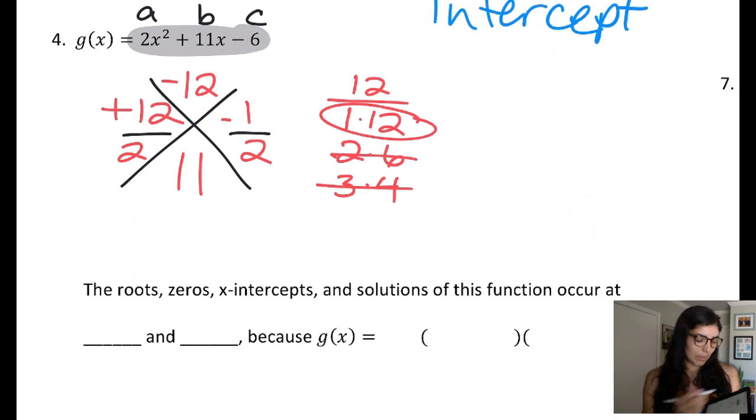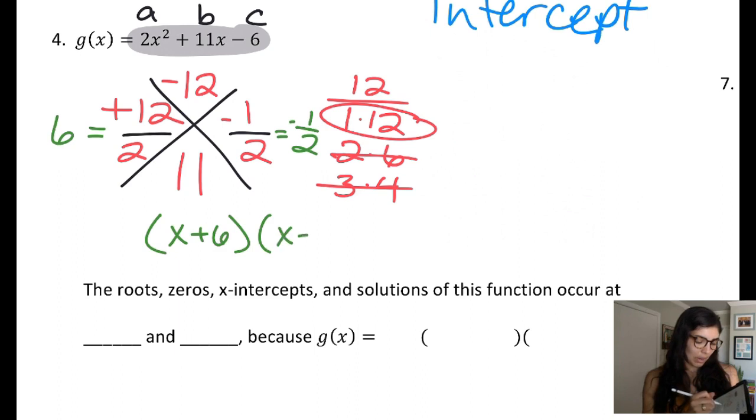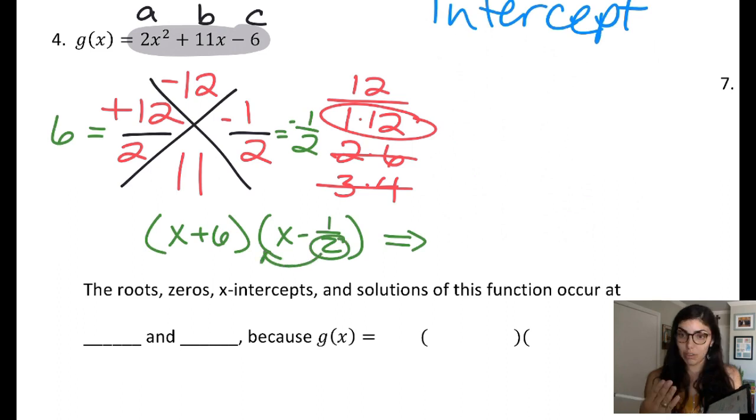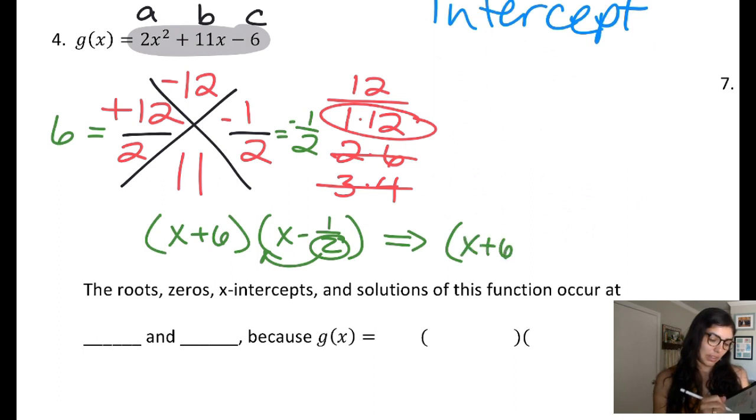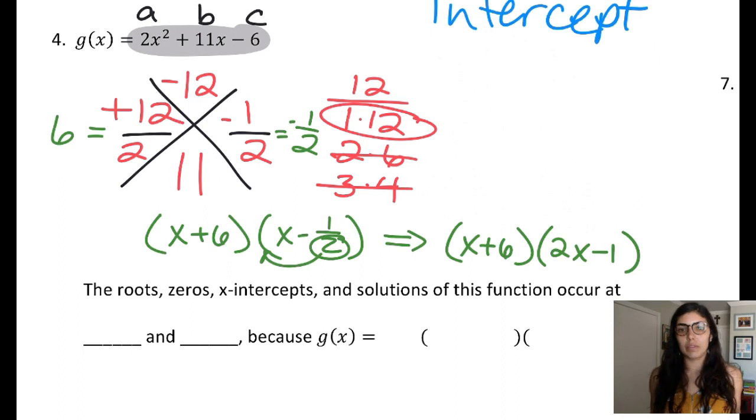We play the reducing game. This will be 6, and this doesn't reduce, so it'll stay as 1/2. And I'm going to have factored form as x plus 6 and x minus 1/2, which means I'm going to finish that problem by swinging that denominator forward since I'm looking for the factors for factored form. This is going to be x plus 6, 2x minus 1. Okay, well that's the factored form.